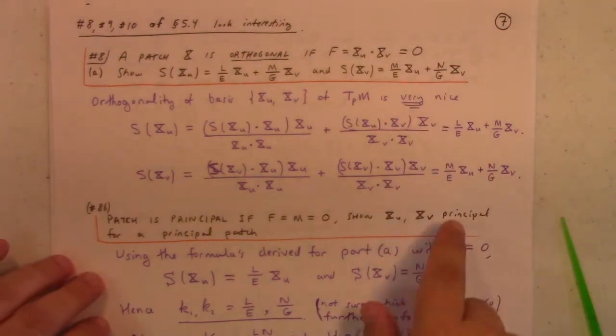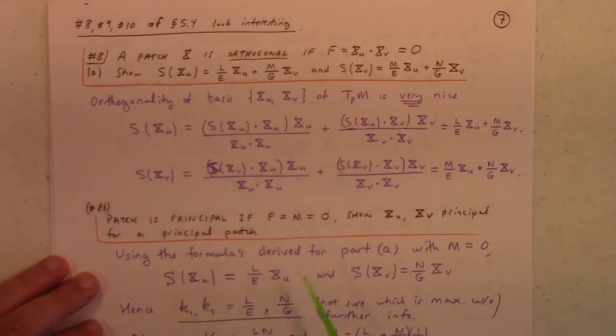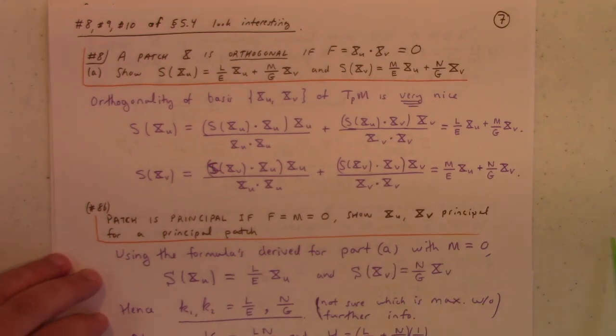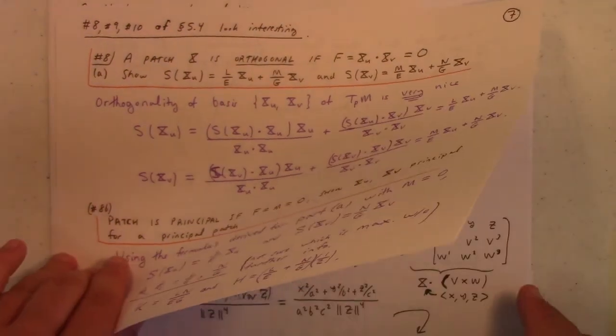If a patch was orthogonal, then you had these lovely formulas. If it was in addition principal, you had these amazing formulas that the shape operator was just L over E for X_u, and it multiplies by N over G for X_v, which means that the partial velocities, in fact, were principal, with these being the principal curvatures. It's just pretty awesome. Really nice case, right?